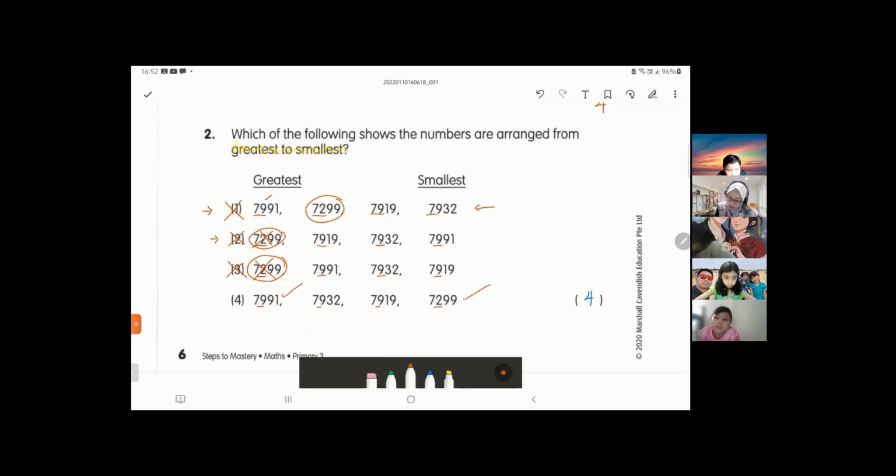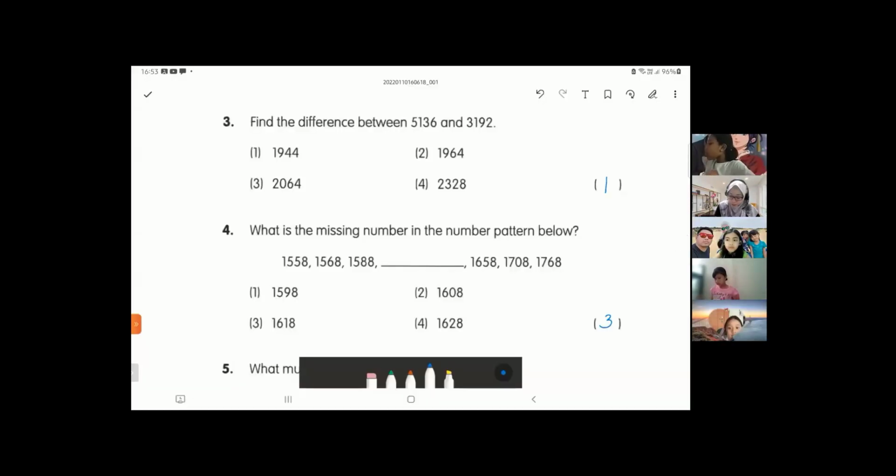Let's check in between these two. So you see the last two numbers, this is 32, this is 19. 32 is bigger than 19. Number 4 is the correct answer. Okay. Find the difference between this number 5,136 and 3,192. Difference means subtract, minus, compare.